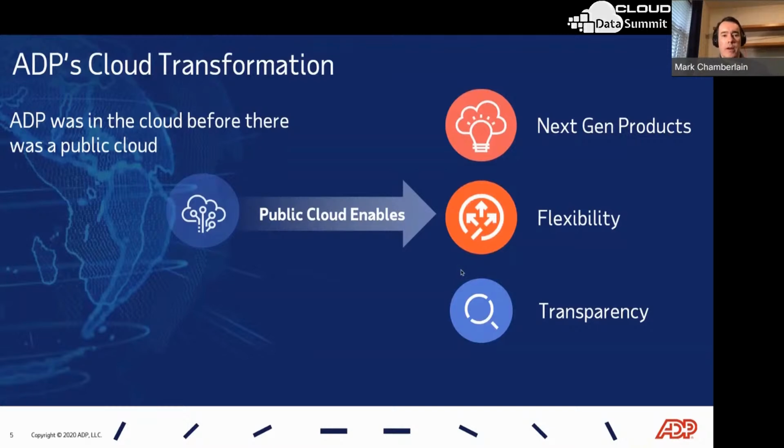So let's talk a little bit about the ADP cloud transformation and the journey we've taken. Like I said before, we were out in the cloud before there was a public cloud. We were about 8 years in the cloud and providing cloud solutions before the public cloud came about. But the public cloud enables a lot of features and a lot of interesting things, and we are a consumer of the public cloud as well. Our next-gen products that we were building for the future of our customers were built cloud native and are cloud ready. So our future greenfield applications are being built on the public cloud.